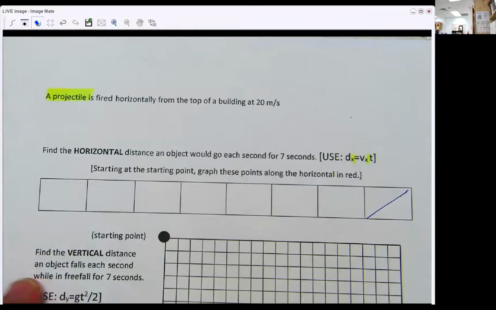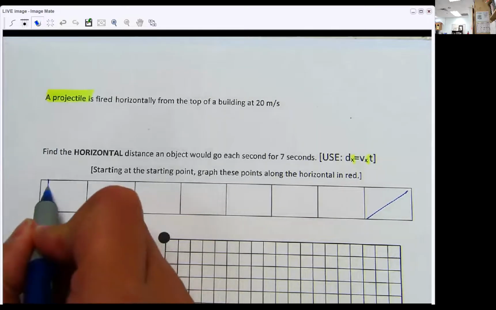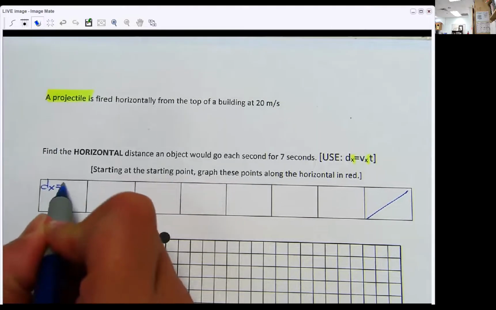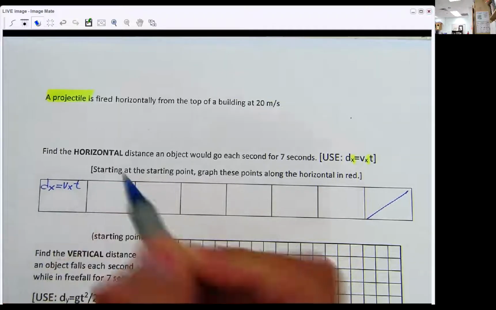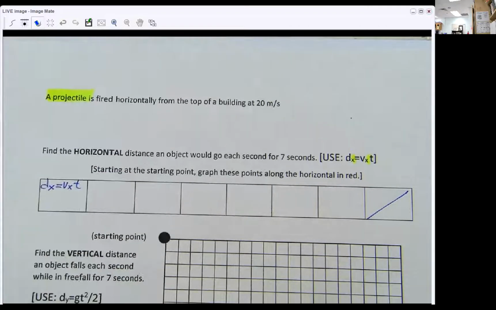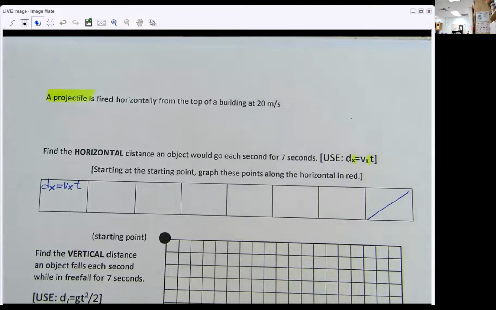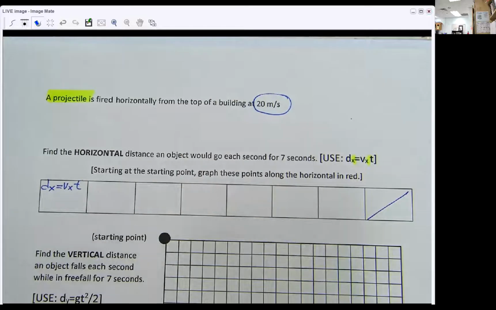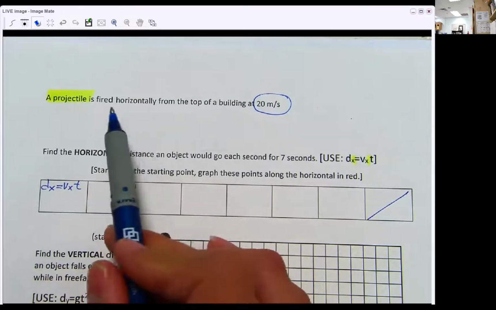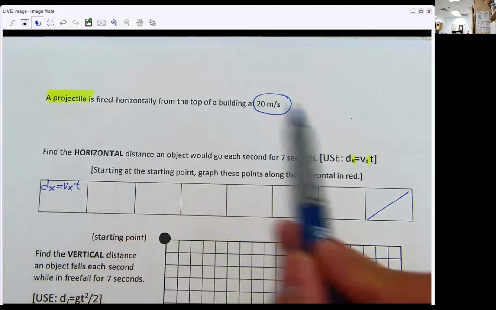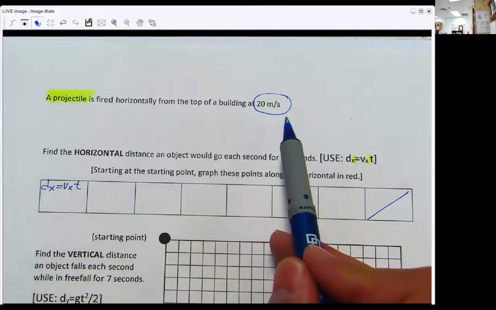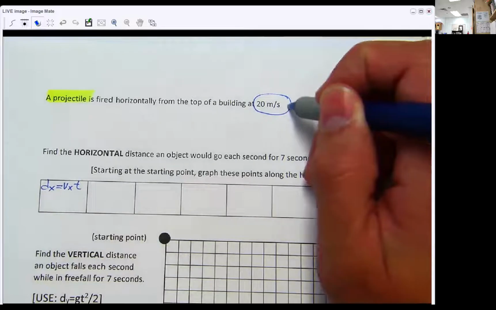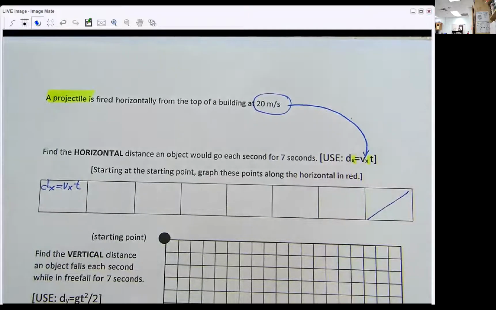So this is what we're going to do. We're going to say horizontal distance is equal to your horizontal velocity times time. So we're going to look for 1 second, the first second. So we want to know, what is the horizontal velocity? If you remember in this little sentence that we read initially, it said it was fired horizontally at this velocity, so the speed. So this we are going to plug in to our horizontal velocity.